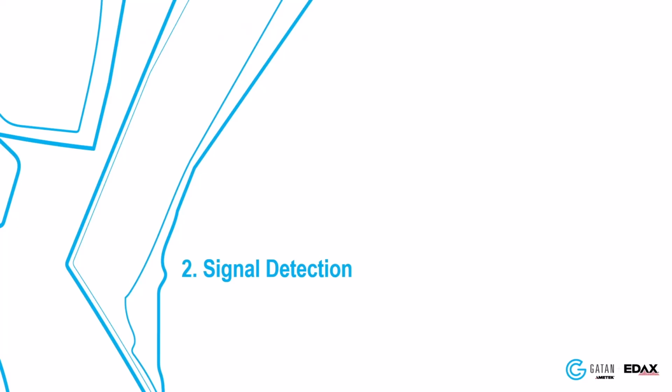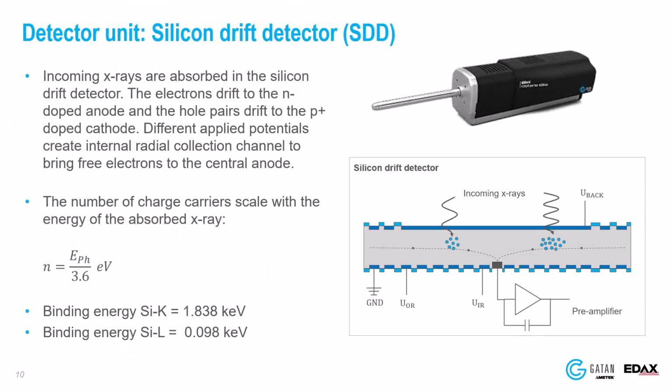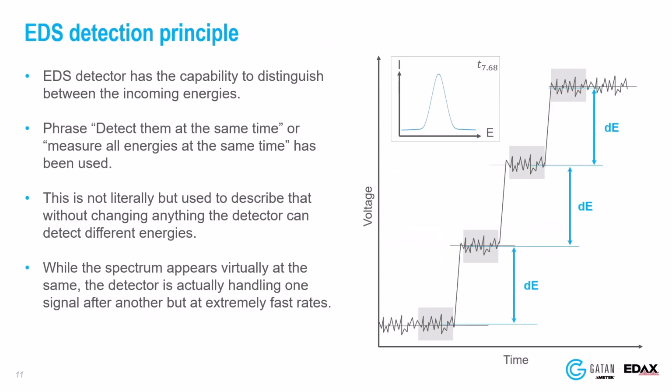So let's look at the signal detection of each of those techniques. In an EDS detector, incoming X-rays are absorbed in the silicon chip, as shown on the bottom right, by means of photoelectric absorption. This interaction generates electron-hole pairs. Due to the applied voltage, these pairs are then separated. And what's really nice is that the number of electrons produced depends on the energy of the incoming X-ray. The higher the energy, the more electrons are produced, and the lower the energy of the X-ray, the fewer electrons are produced.